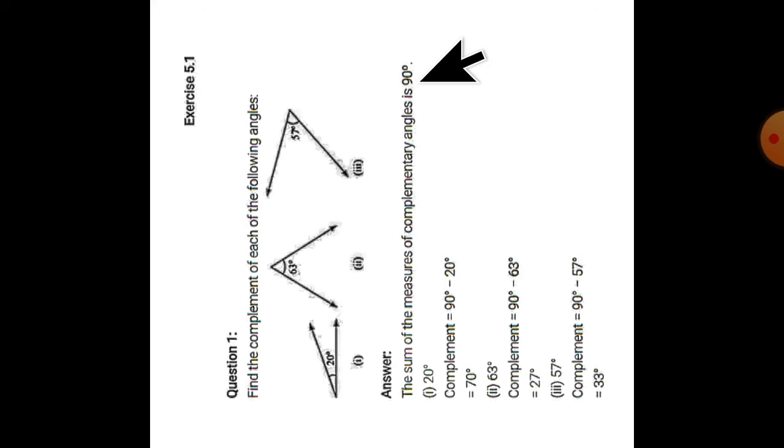So, total of the two angles in the complementary angles is 90 degree. So, one angle is given 20 degree, the other angle we will find by subtracting this angle from 90. So complement equal to 90 minus 20 equal to 70 degree. Now 63 degree, complement equal to 90 minus 63 equal to 27 degree, and 57 degree, complement equal to 90 minus 57, that will be 33 degree.